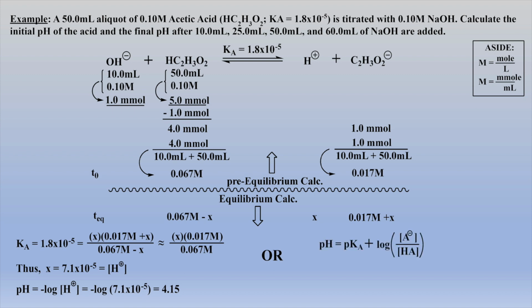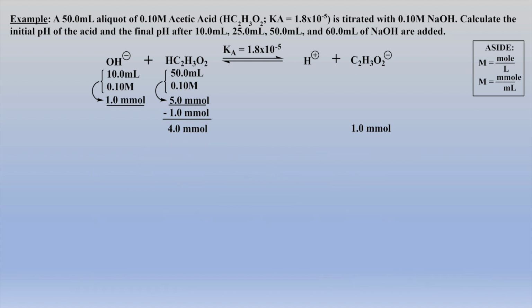Alternatively, one could use the Henderson-Hasselbalch equation to solve for the final pH. After all, the Ka, the initial concentration of conjugate base, and the initial concentration of acid are all known. The Henderson-Hasselbalch equation also gives the resulting pH of 4.15.